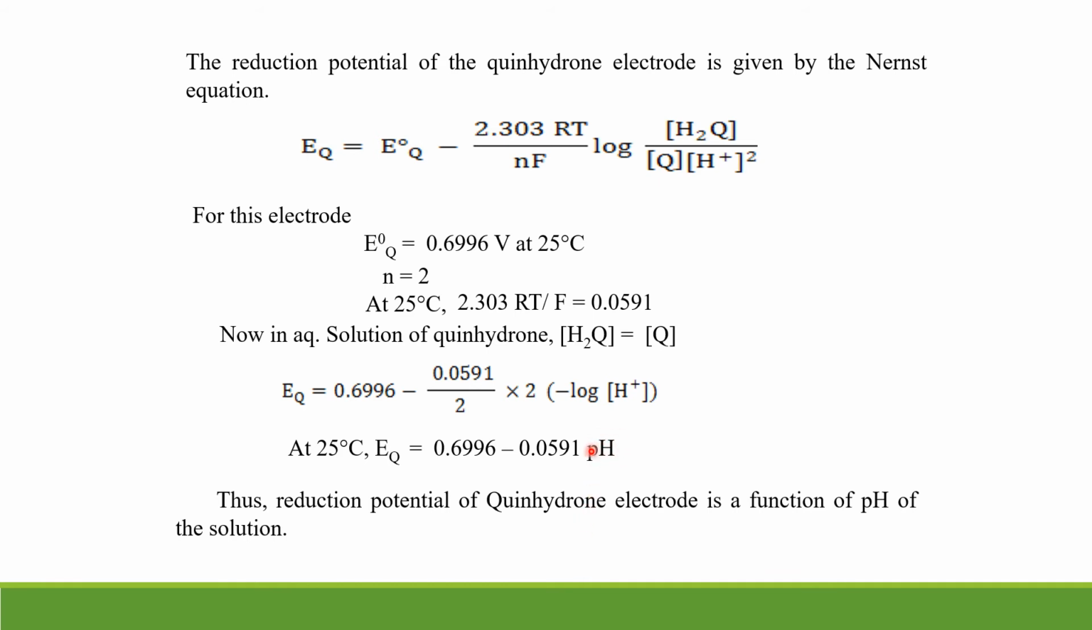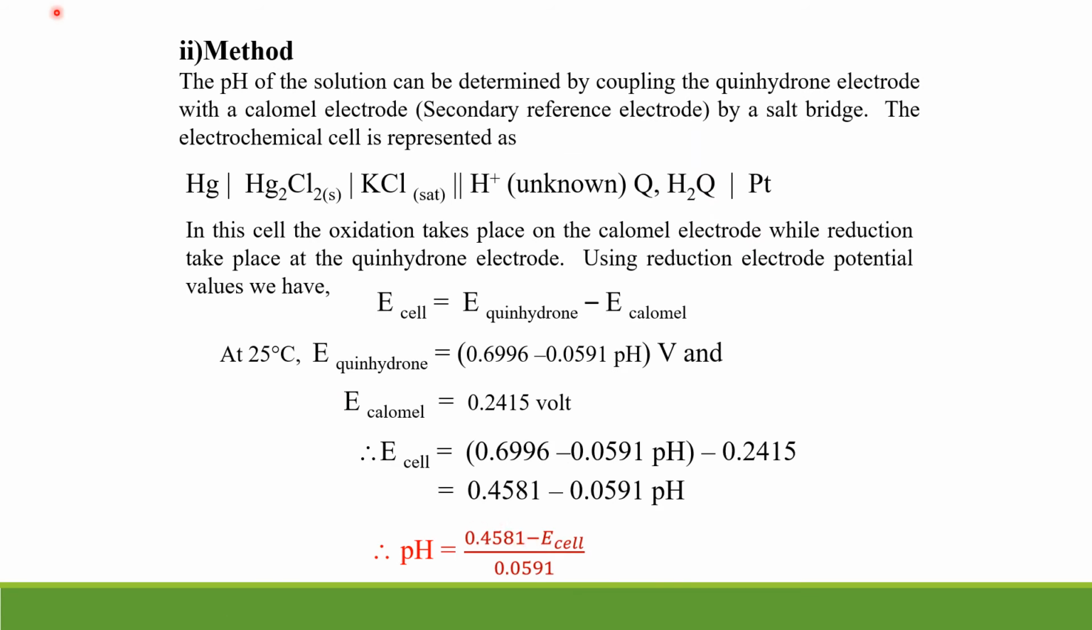That means if you measure the reduction potential value of the quinhydrone electrode, you can find out the pH of the experimental solution. Now what is the method? The pH of the solution can be determined by coupling the quinhydrone electrode with a reference electrode, a secondary reference electrode. We are using a calomel electrode with the help of a salt bridge, and the complete electrochemical cell is set up, and it is represented as here.